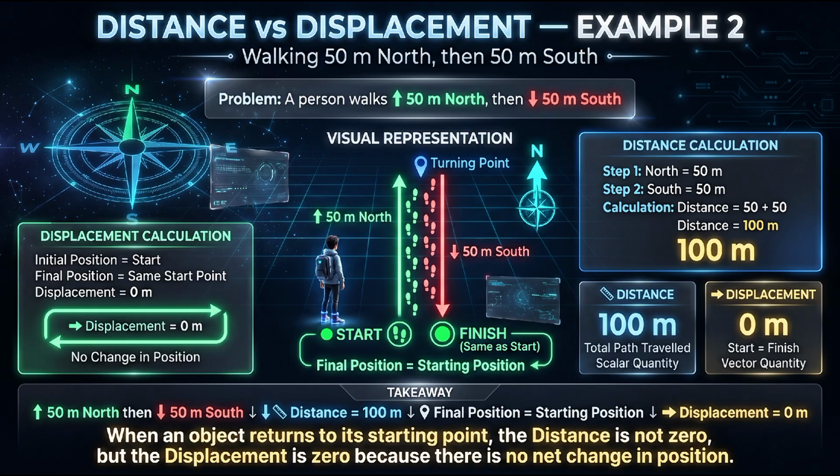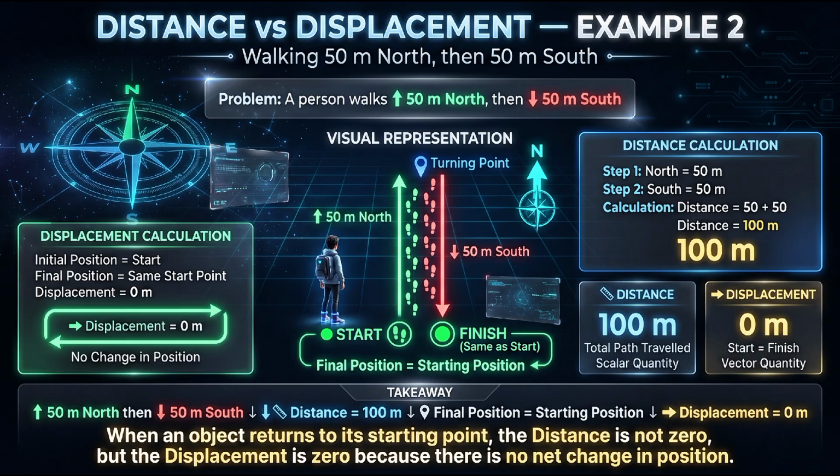Understanding of the difference between distance and displacement. Imagine that a person starts from a particular point and first walks 50 meters toward the north. After reaching that point, the person turns around and walks 50 meters back toward the south, finally returning to the exact place where the journey began. Although the person has walked a considerable distance, the starting point and the ending point are the same.